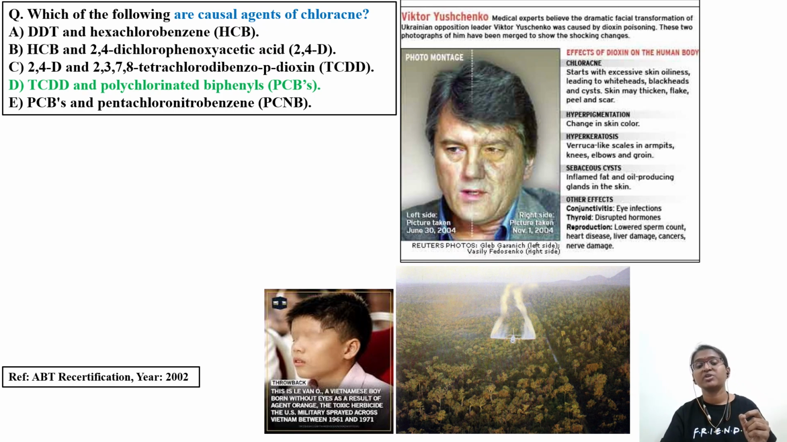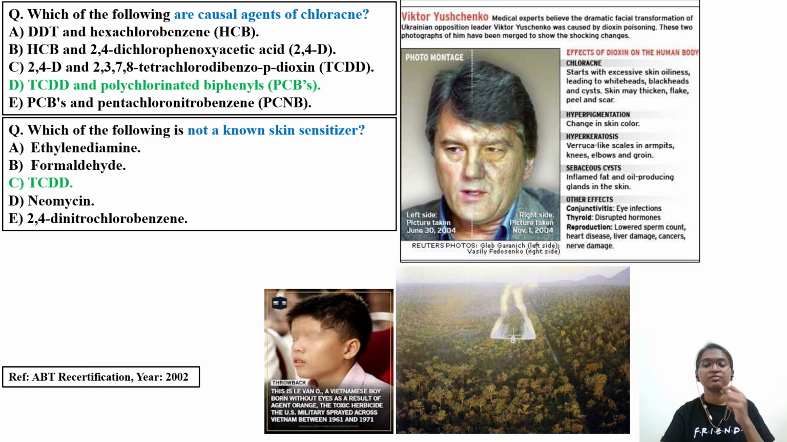And here you can see a typical child during the Vietnam War, whose mother was pregnant and exposed to Agent Orange during the Vietnam War, and the child ended up without eyes. So like that you can see there is a first generation or second generation type of toxicity also with exposure to dioxin. Which of the following is not a known skin sensitizer? TCDD. TCDD causes chloracne, but it is not a skin sensitizer.